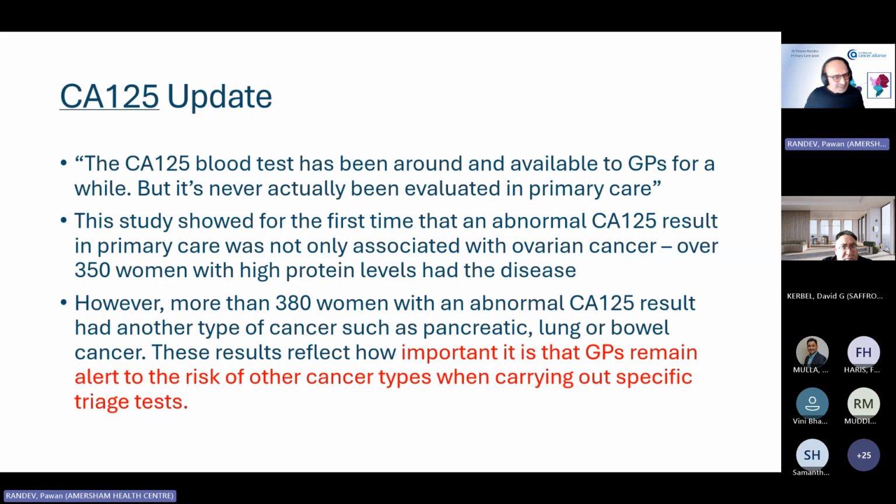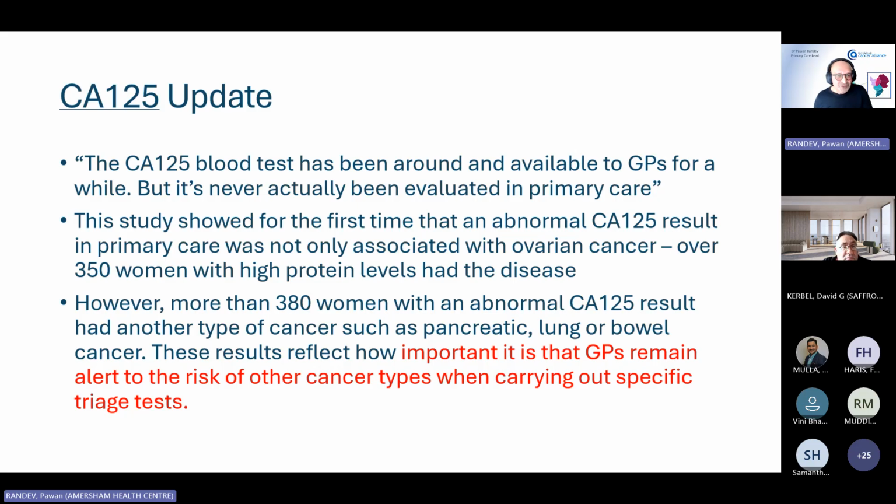CA125. And this is a test that we're requesting quite a lot. The numbers of CA125 requests has been going up significantly over the last few years. And what I wanted to highlight to you is a study and a set of findings that actually make a difference to how we interpret it. And there are two elements to it, and I'm going to deal with the first now.